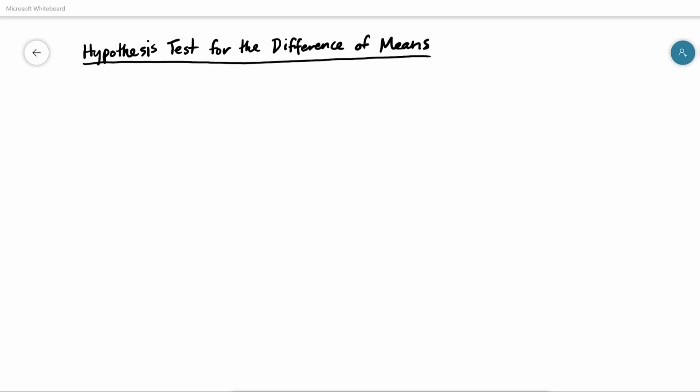So in Chapter 11, we're going to look at a slightly different type of hypothesis test. It's going to be very similar to the stuff that we've been doing, but it's actually going to be a slightly more realistic scenario. So in this section, we're going to be looking at a hypothesis test for the difference of means, so a difference between two different means.